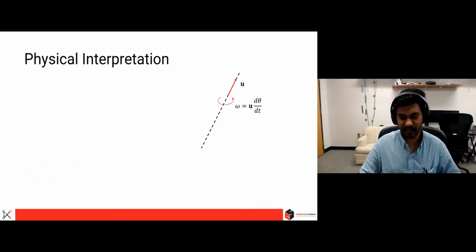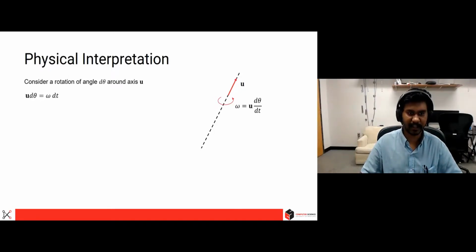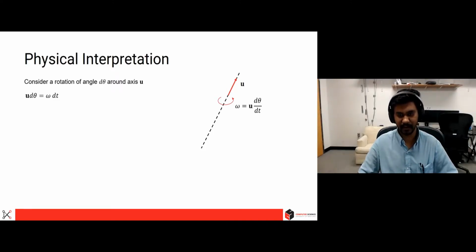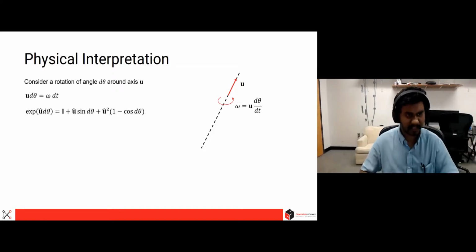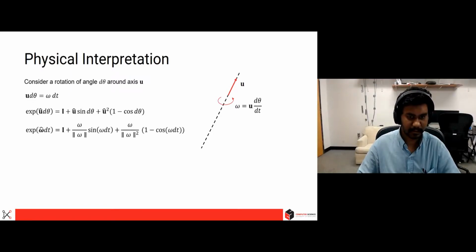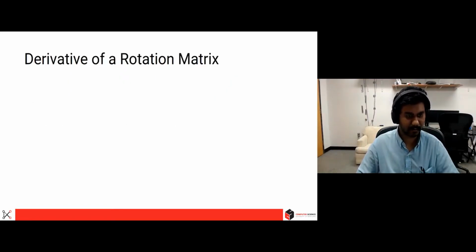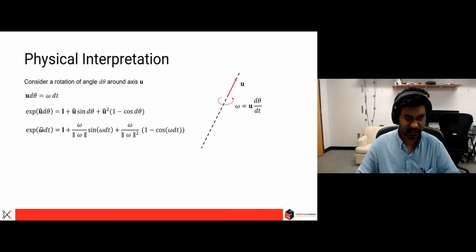Now, what's the physical interpretation of all this? Consider a rotation of an angle d theta around an axis u as shown here. Simply by definition, we can write the angular velocity as u d theta by dt. Assume that d theta is a very small angle and dt is a very small amount of time, in the limit tending to 0. So now we can exponentiate u hat d theta, and we can simply apply the Rodrigues formula, and just by writing everything out, we would get this equation. That's the physical intuition of what is happening here.